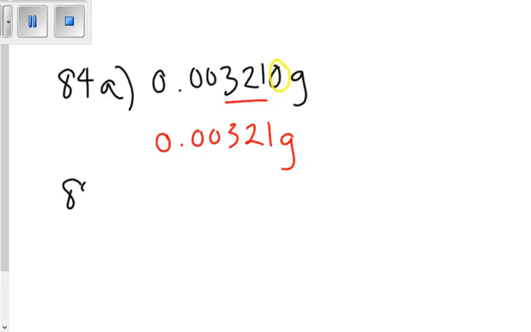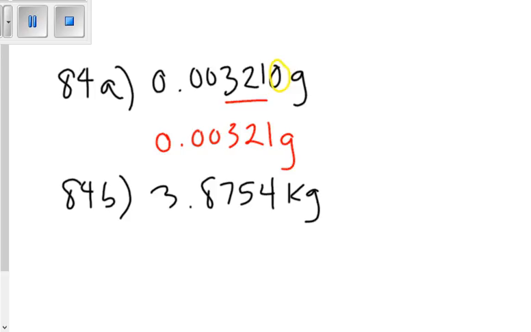All right, 84B. I've got 3.8754 kilograms, and I want to round it to 3 significant figures. So here are my 3 figures, and that's a 5. And I know the book talked about looking to see if the number was even or odd, and we're just going to do general rounding in this class. So it's going to go up to 3.88 kilograms.